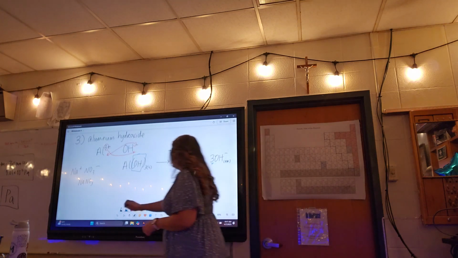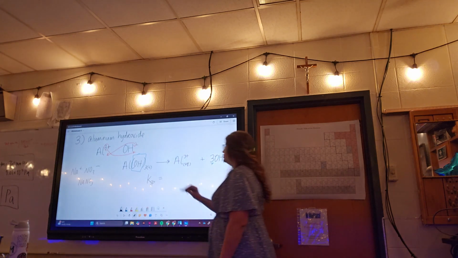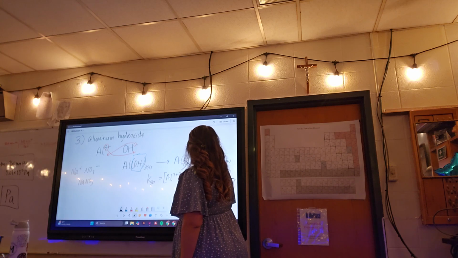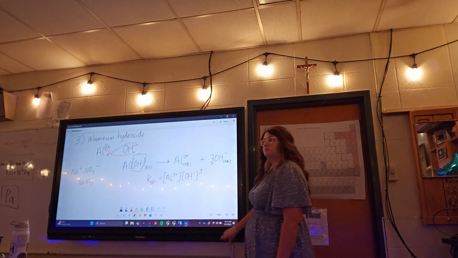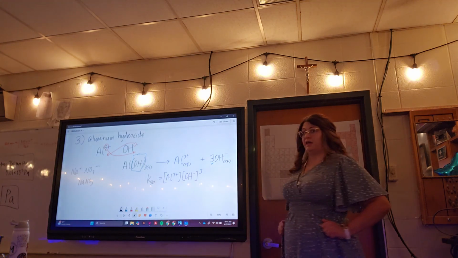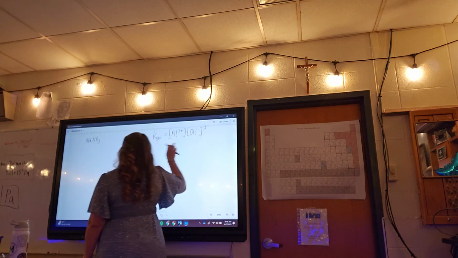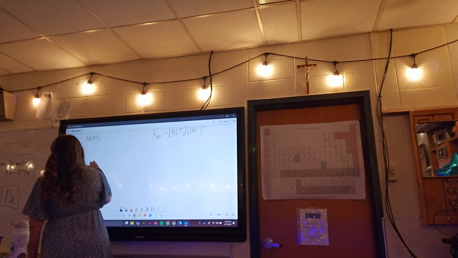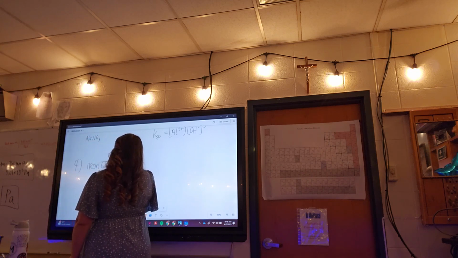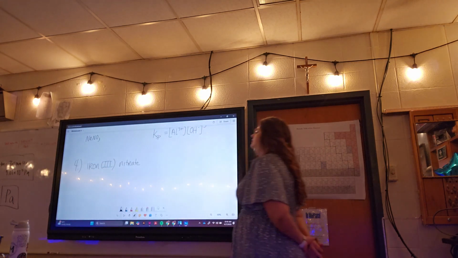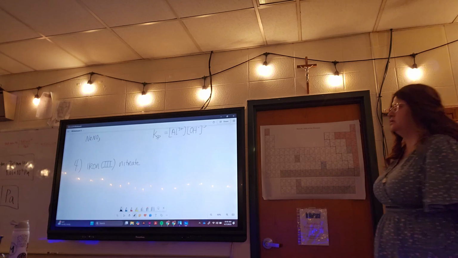Okay, so this is only half of your work, though. You need to do the Ksp as well. And the Ksp for this equation would be aluminum 3 plus times OH minus to the 3rd power. How's that? Okay, good. This is the hardest kind of thing you'll see. This is hard only because it's hard for us to remember how to name these kind of compounds.